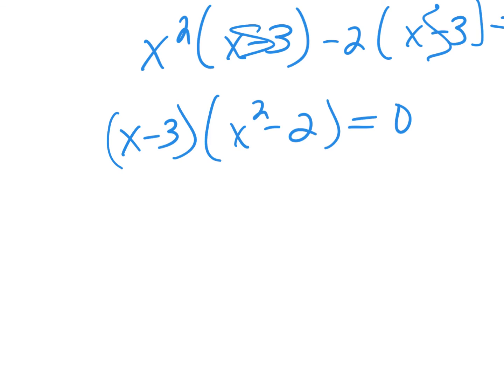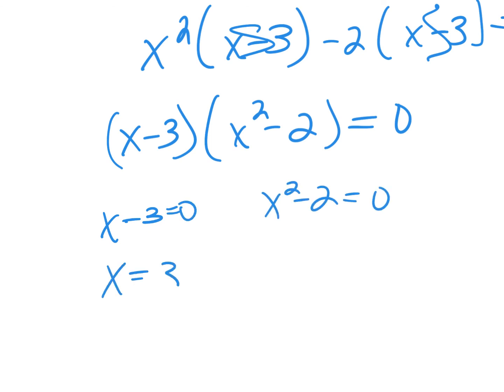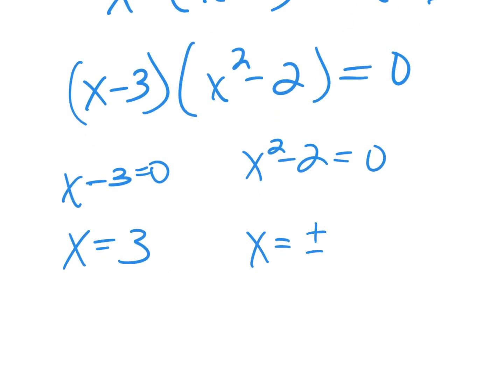If you find the zeros first, that's always the easiest. So x minus 3 equals 0, x squared minus 2 equals 0. So x equals 3, and x equals what? Can you do it in your head? Plus or minus square root of 2. You move 2 over, take the square root.